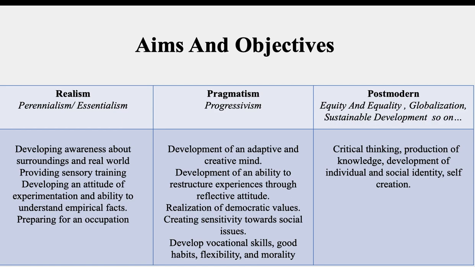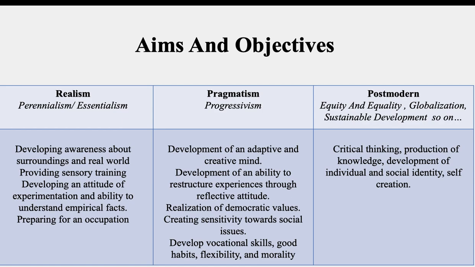Now, pragmatism, a more twisted one, not so simple: development of an adaptive and creative mind. Development of an ability to restructure experiences through reflective attitudes. What does it mean? It means that we can restructure our own experiences, or maybe the experiences of someone else, if we reflect on it, think about it and contemplate about it. So, from reflecting in the future, we may change the same experiences and make them better ones.